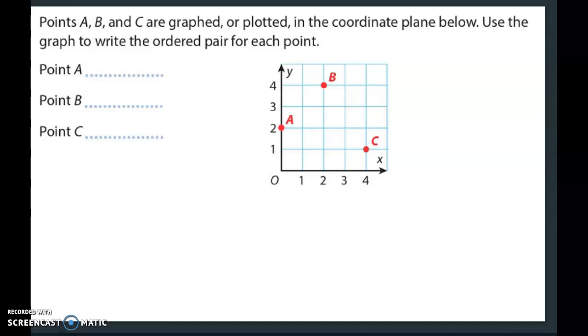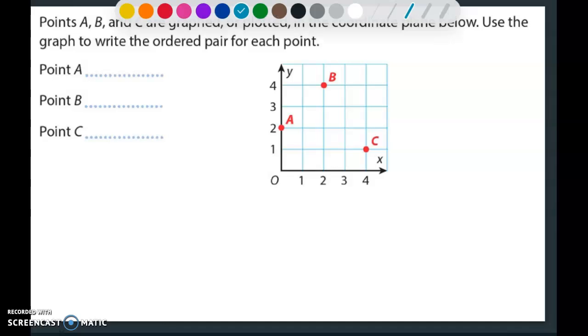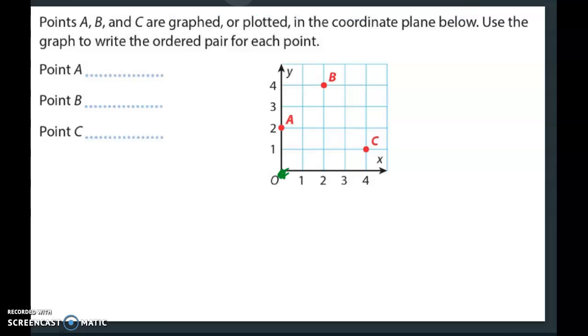So let's look at point A. I always start where? At the origin. Let me change my color to green. I always start where my two axes intersect. So I start at my origin. Do I have to move over left or right to get to A? No, I don't. It's already on the axis that I want.